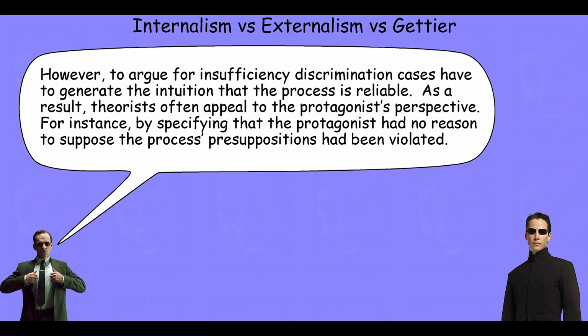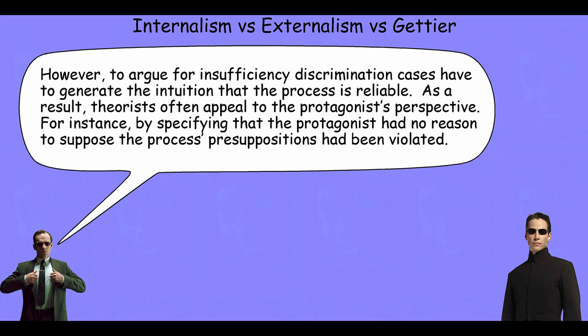However, in order to argue for the insufficiency in discrimination cases, that is, that reliable processes are insufficient for knowledge, those cases have to generate the intuition that the process is reliable. As a result, theorists will often appeal to the protagonist's perspective, for instance, by specifying that the protagonist had no reason to suppose that the process's presuppositions had been violated, and so on. However, once we have adopted a reliabilist theory, and we are presented with an objective externalist description of the facts in the backstory, those facts aren't as easily discounted in generating our response to the vignette as they are otherwise.